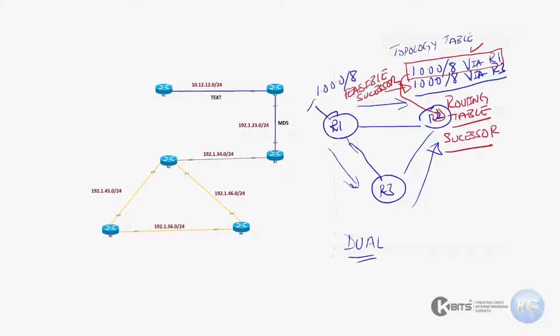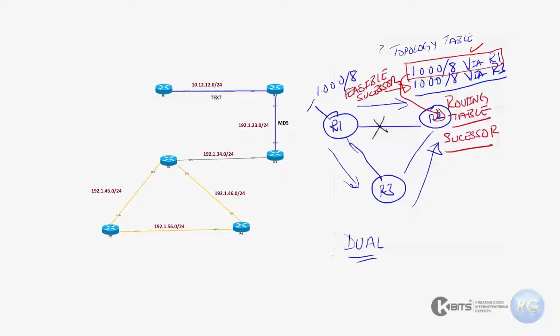So the routes go into the topology table, the dual algorithm is run, the best route gets put into the routing table known as a successor. The second best route is maintained in the topology table known as the feasible successor. Just in case, let's say something happens to this link over here between router 1 and router 2, it goes out.